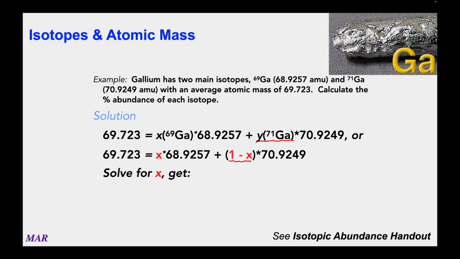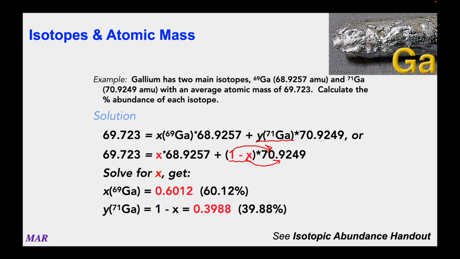When you have 1 minus X times that 70.9 number, you use what's called the distributive property to figure it out. And so what you'll do is you'll first multiply 1 times 70.9. You'll end up with positive 70.9249. But then you're going to go minus X times that. You'll have minus 70.9249X. So this is the joy of the distributive property.